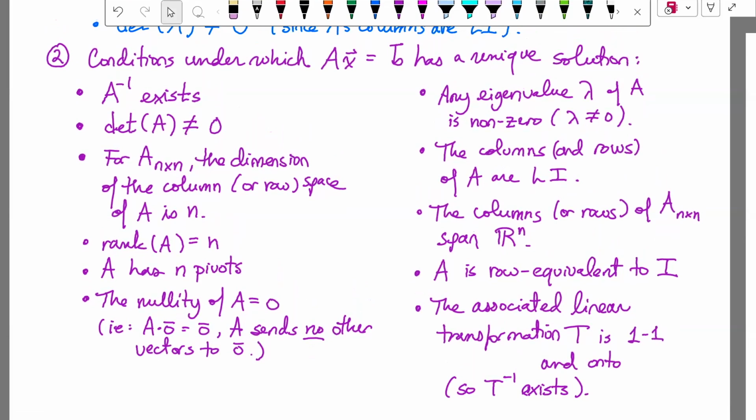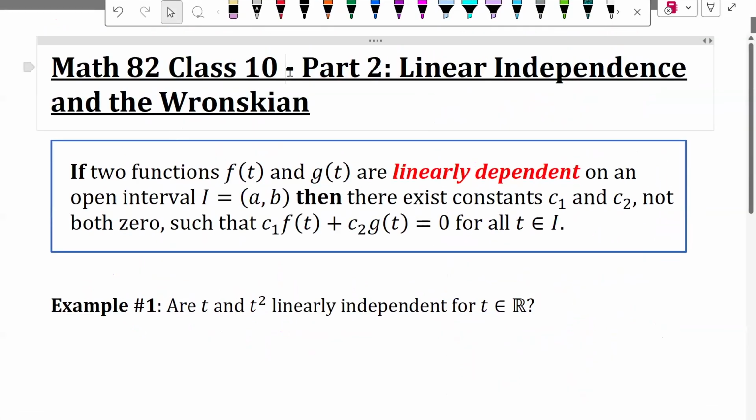Let's go to the next page. Now that we've refreshed our memories on what it means for two vectors in real space to be linearly independent, let's talk about linear independence of functions.